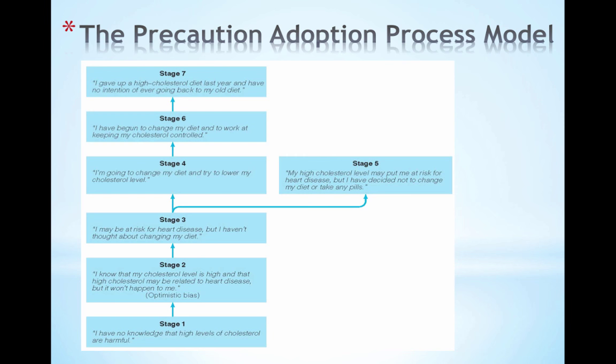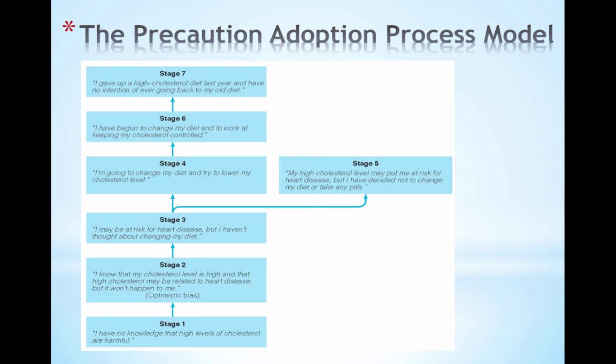Progression to stage 2 would be, you know that your behavior is problematic, but it won't happen to me. So we call this optimistic bias. So this is when our person says, yeah, fast food's bad for you, but it's not that big of a deal. I'm fine. I'm in good health. Not going to happen. Stage 3 is when that person recognizes, I may be at risk for a health problem, but I haven't thought about making any changes yet. So this is the person who says, yeah, I realize what I eat is pretty bad, but I am who I am.